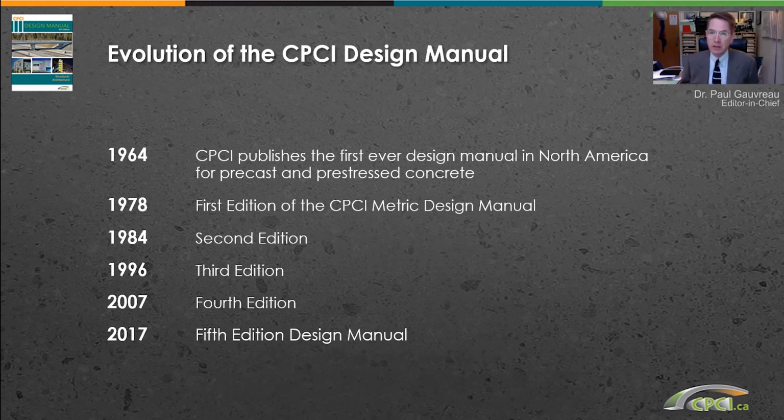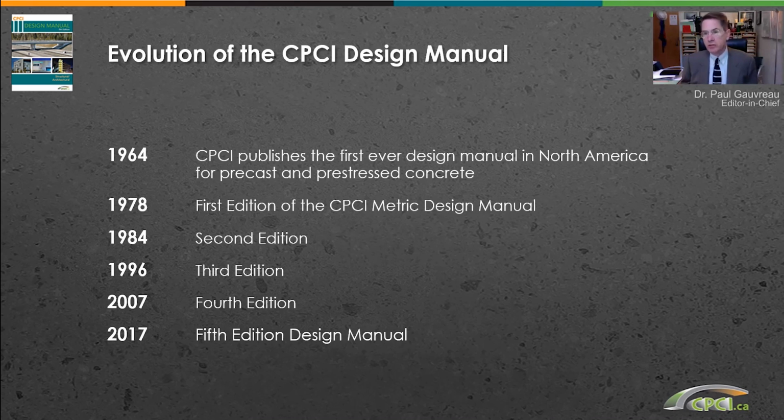In the 1970s, CPCI undertook what was to become the single largest undertaking in its history, the publishing in 1978 of the first edition of the CPCI Metric Design Manual. The manual was written entirely in SI units with extensive references to Canadian design codes. In 1984, CPCI published a second edition of the CPCI Metric Design Manual. This decision was based upon extensive revisions to CSA standard A23.3.